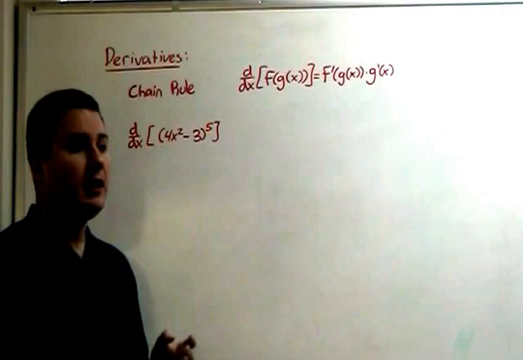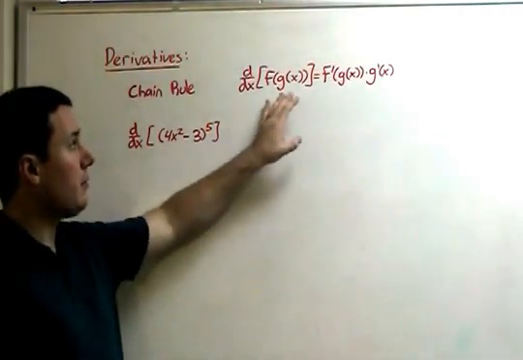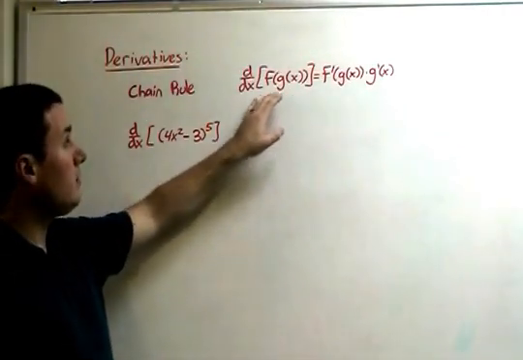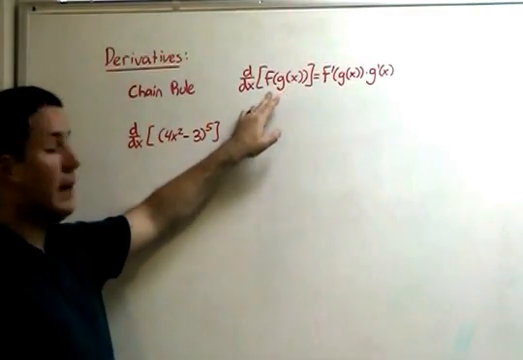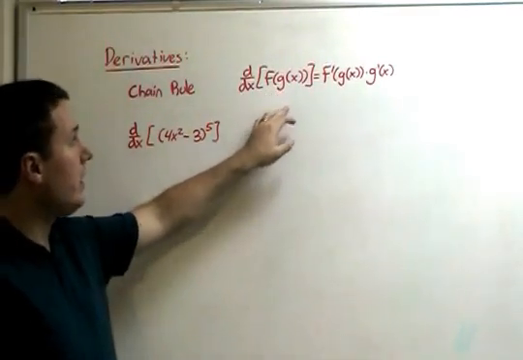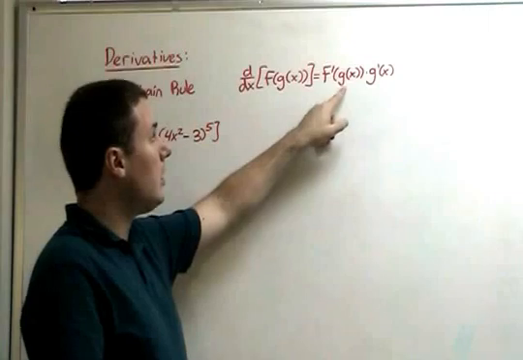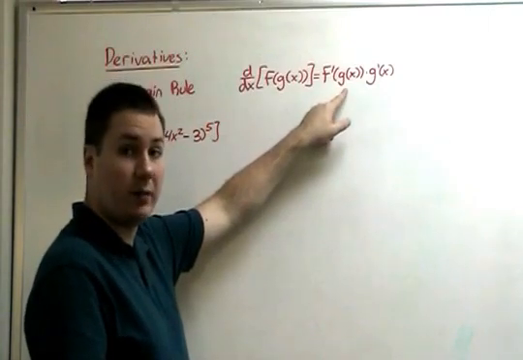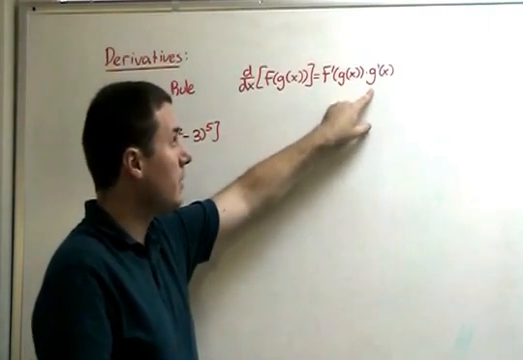Now, the formula from the textbook is the derivative of f of g of x, where f is the outer function and g is the inner function, is f prime of g of x, so the g remains unchanged, times g prime of x.